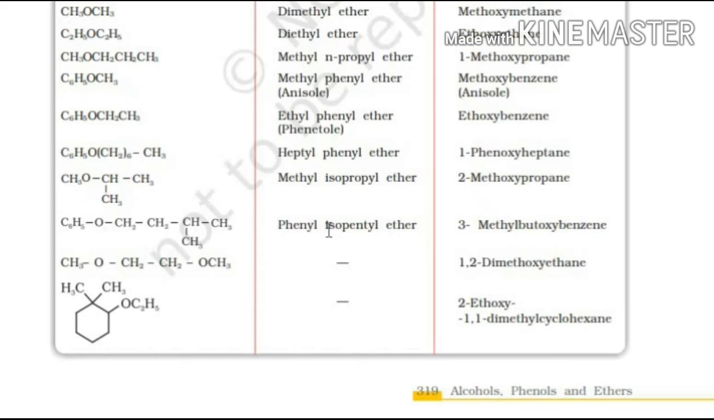Which comes first? I think this name should be isopentyl phenyl ether, because if we leave iso, then P is there, then E comes first, then H in alphabetical order. If you check on the internet, isopentyl is given first, then you write phenyl. So isopentyl phenyl ether. These don't have common names, because not all compounds have common names.